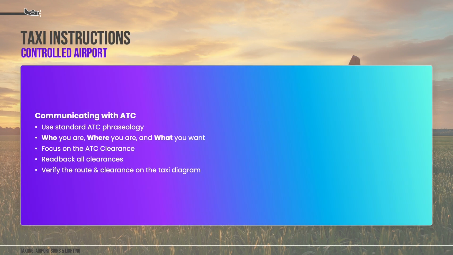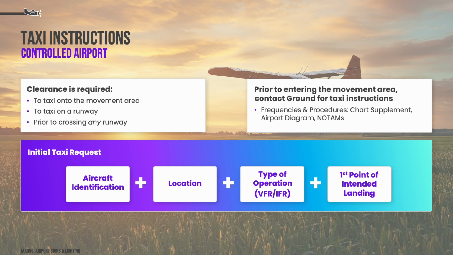So the taxi instructions on a controlled airport. First off, communication with ATC. Use standard ATC phraseology. Who you are, where you are, and what you want. Focus on the ATC clearance, record and read back all clearances, and then verify that route and clearance on the taxi diagram. If you are confused for any reason, stop and call back ATC and talk to them and get clarification on what you need to be doing for them, okay?